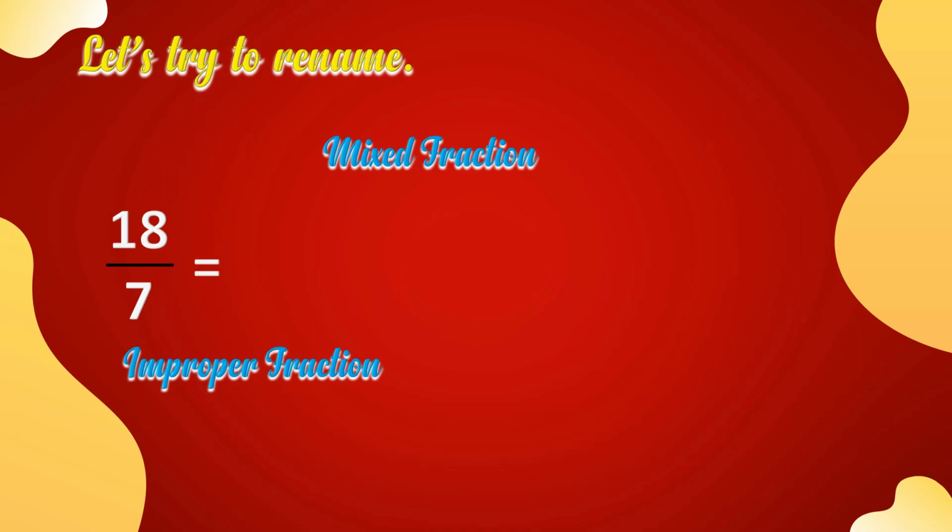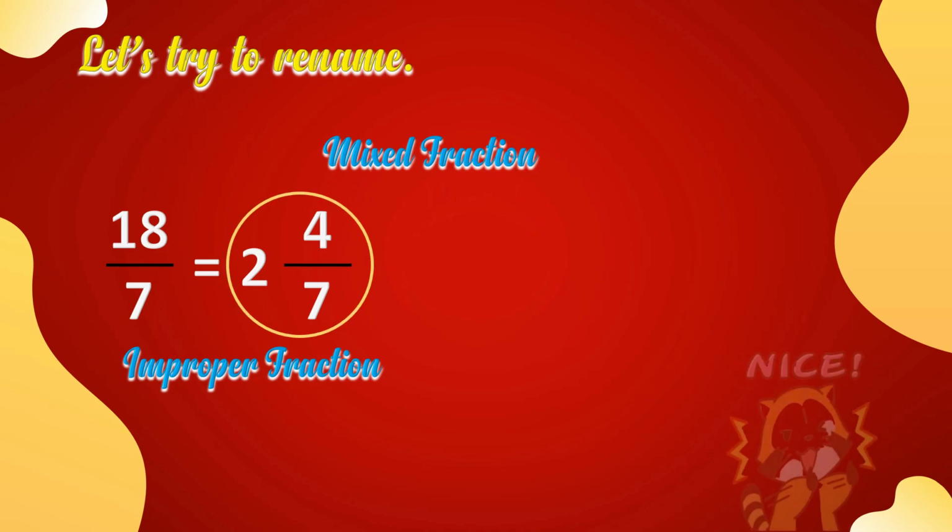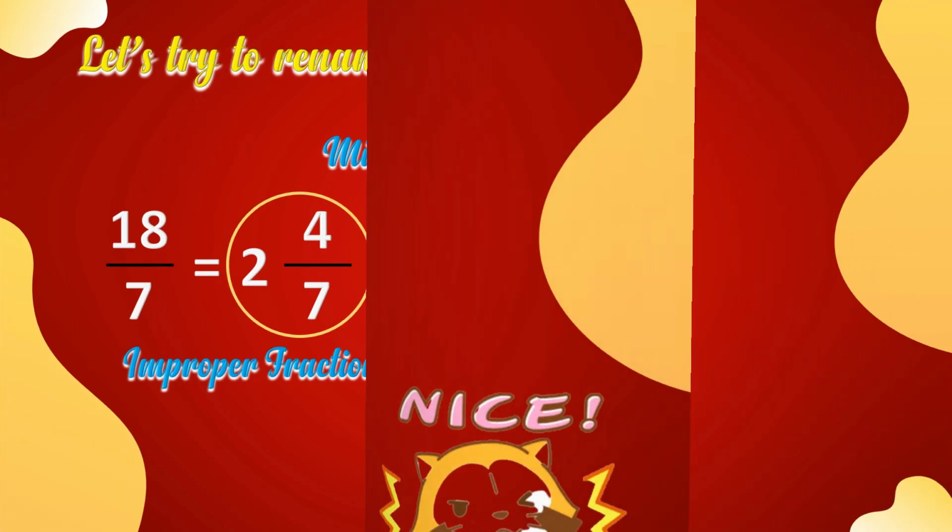Okay, time's up. Let's move to answer the following. 18/7, improper fraction. Mixed fraction yung kailangan nating i-rename. So, 18, ilang 7 ang meron? That is 2. Kasi 18 minus 14 equals 4. So, 4 na lang ang matitira. Copy the denominator. Okay? Congratulations.